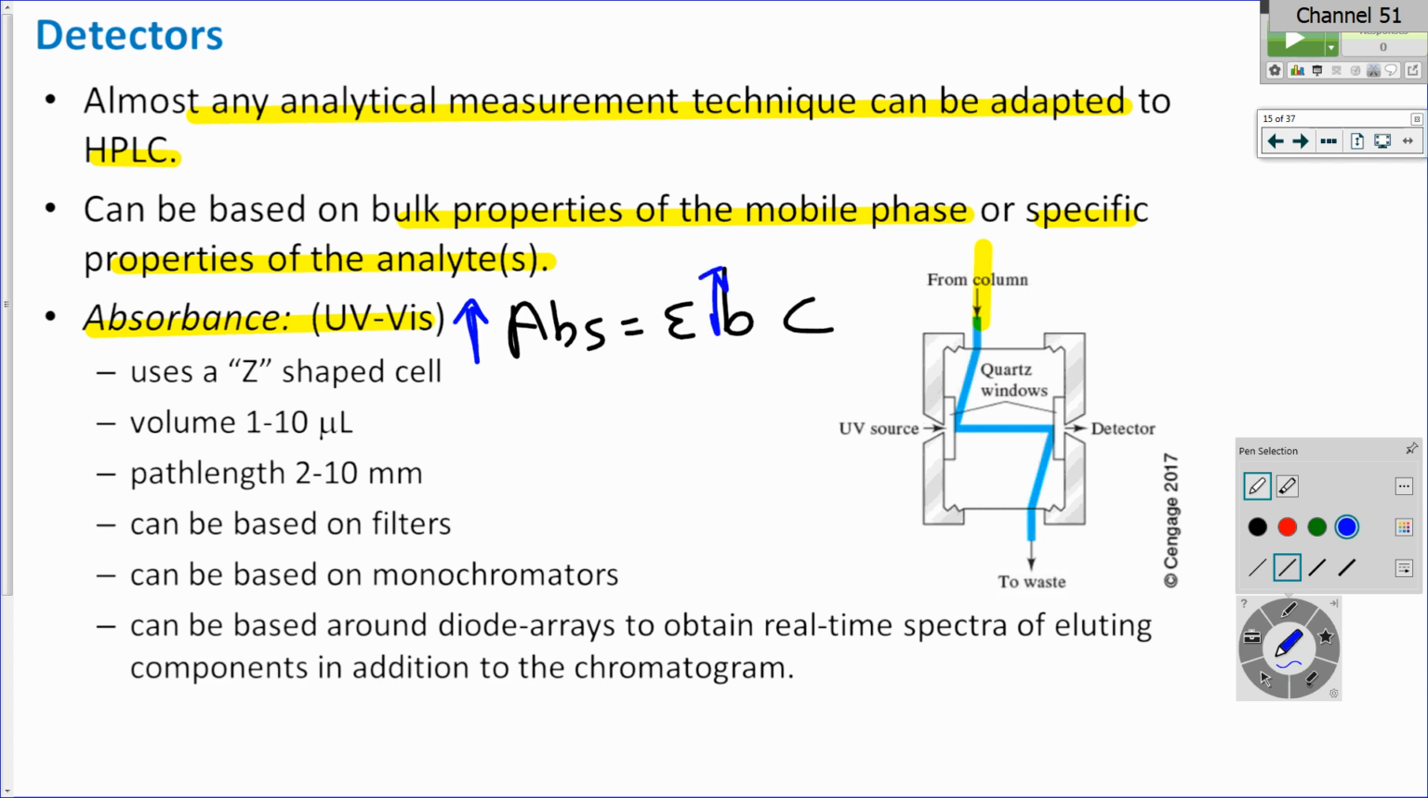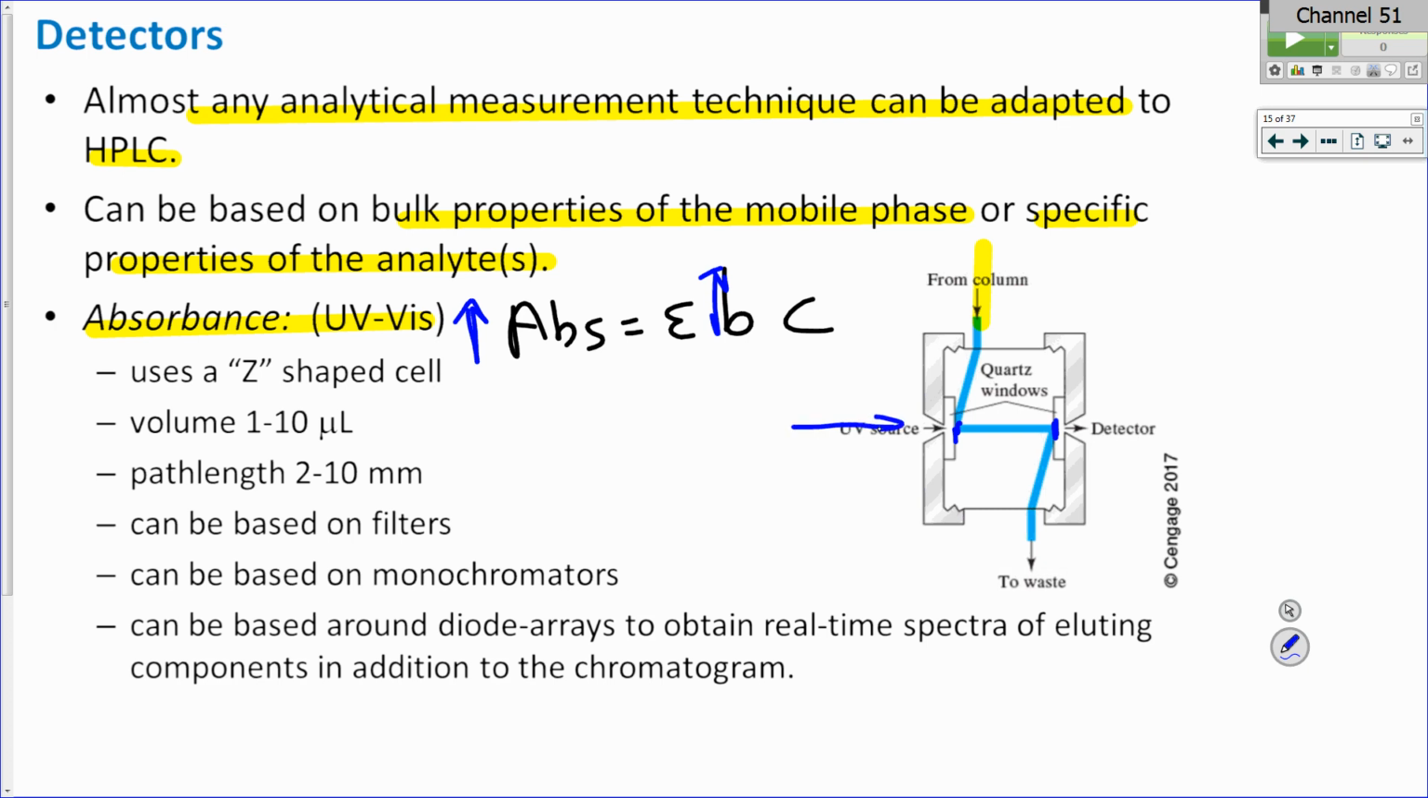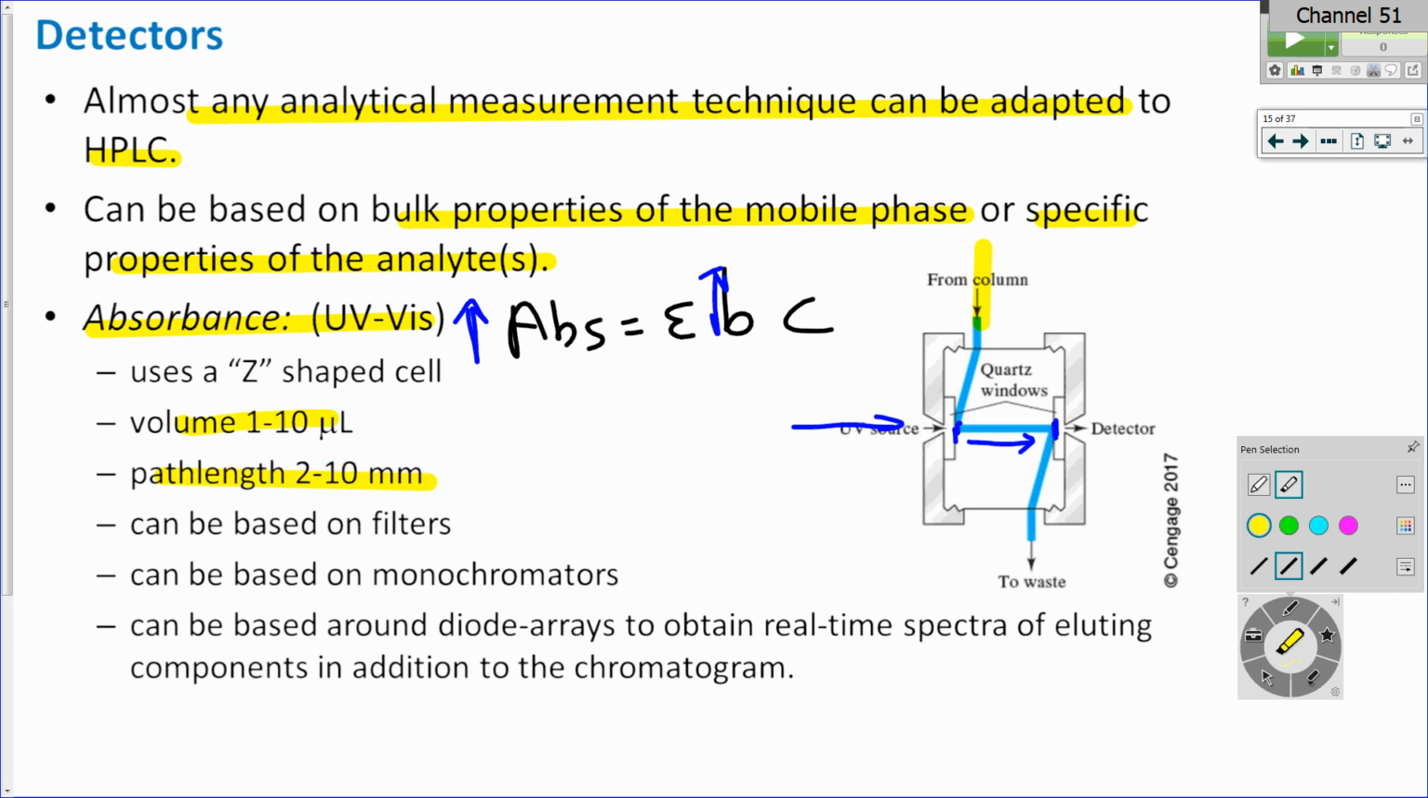So we use something called a Z-cell. Our liquid comes in, and then we make it go through a right angle and put optical windows on each end, and we shoot the UV radiation, or visible, along the axis of the column. So now we can get path lengths that are going to be a couple of millimeters all the way up to a full centimeter, and we can do this in something that has a volume of only a few microliters.